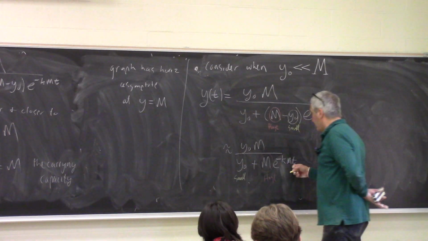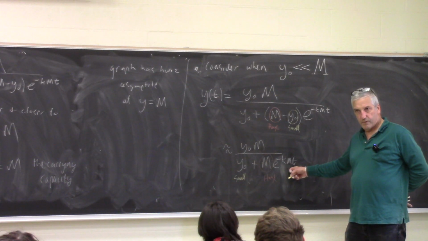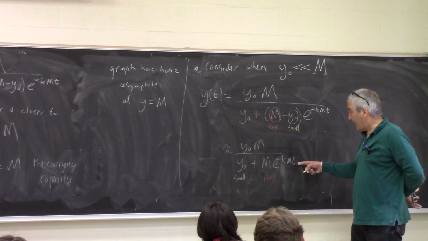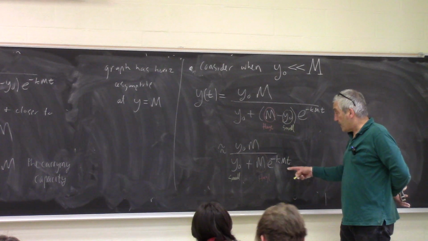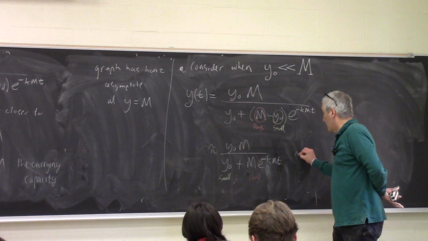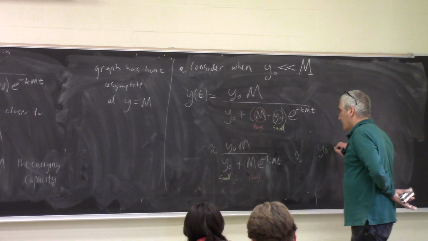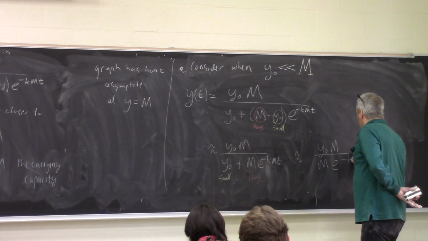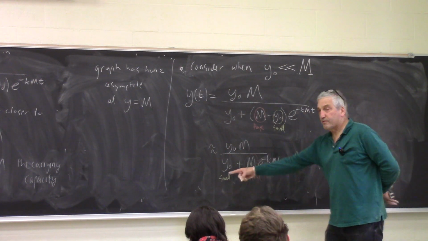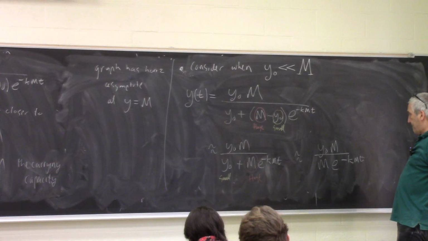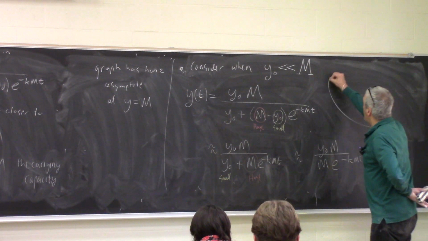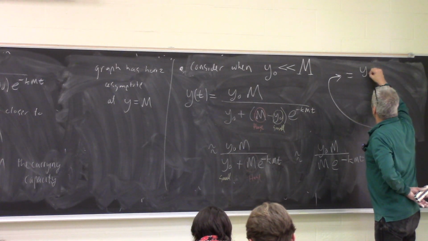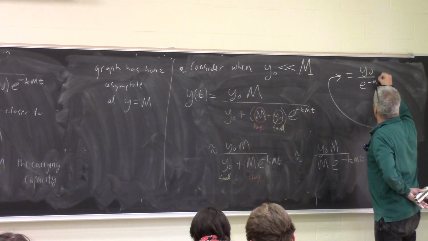Now, as time grows, this quantity starts to get smaller. But in the early days, when time is very close to 0, this quantity here, e to the minus kmt, is close to 1. So this thing is close to m. So this is roughly Y0 m over m e to the minus kmt, right? Because I can ignore the small thing. Oh, but let's simplify that. The m's cancel. Y0 over e to the minus kmt.